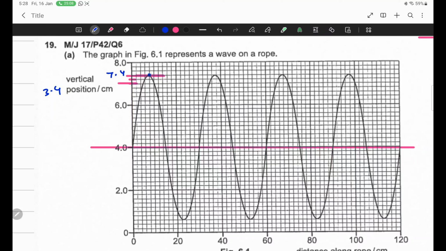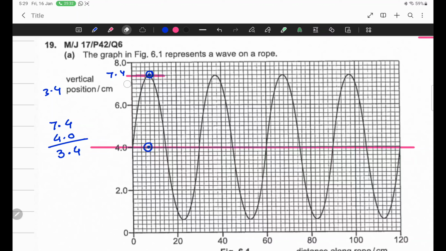The extreme point on the graph paper is 7.4, and the starting point is at 4. At 4, it is not at 0. So the extreme point is at 7.4, the midpoint at 4.0. So Navi's answer is right. That is 3.4, and the unit is in centimeter.